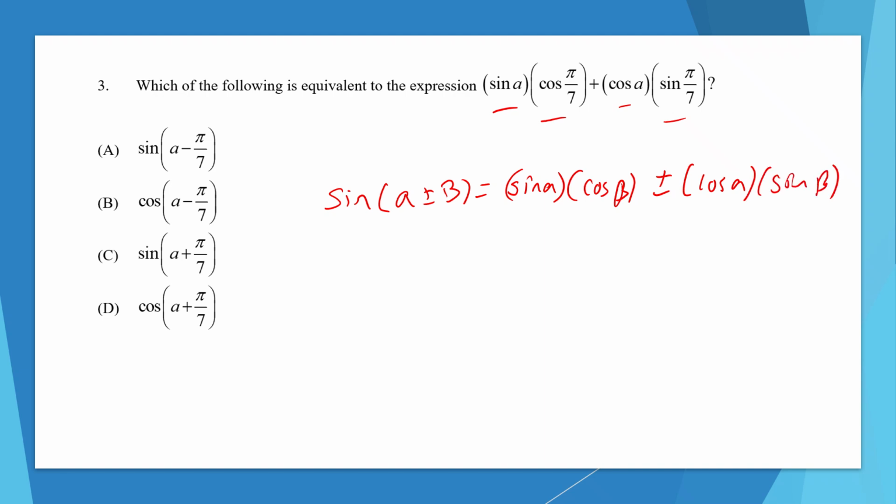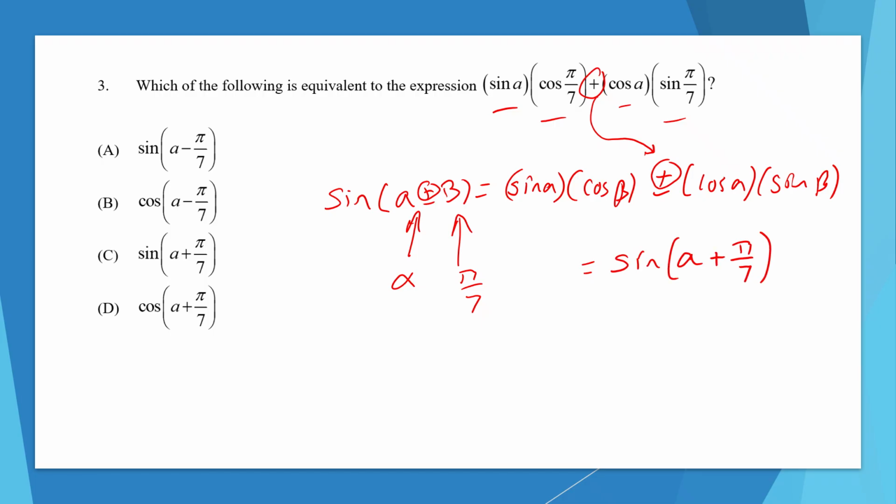Here, in this case, A is actually just like the angle A in our problem, but B is pi over 7. Because I see a plus in between and I know it's a sine function, you should have a plus on top. So this should be equal to sine of a plus pi over 7, where that is our respective a and b in this case. This is going to correlate with option C, making C the correct answer there.